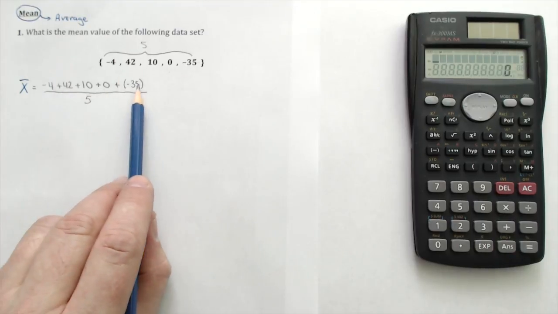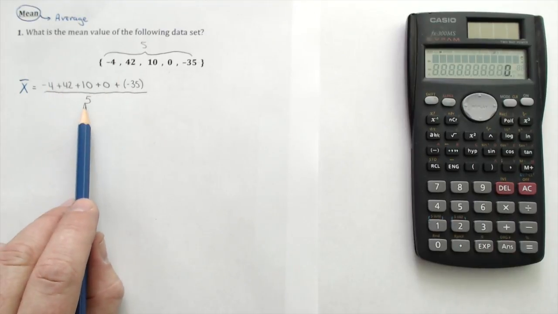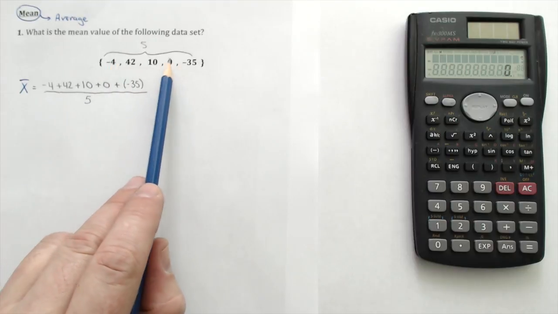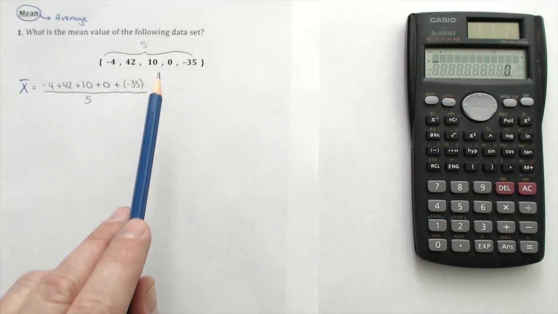We know it didn't affect the sum, but it does impact the value of the number on the bottom of the fraction. In other words, that 5. We're not going to divide by 1, 2, 3, 4. We have to divide by 5. We're going to include that 0.